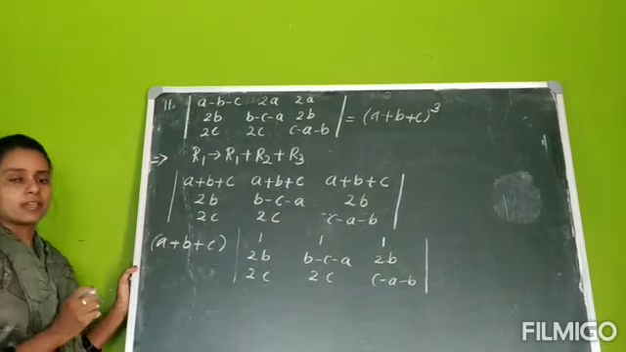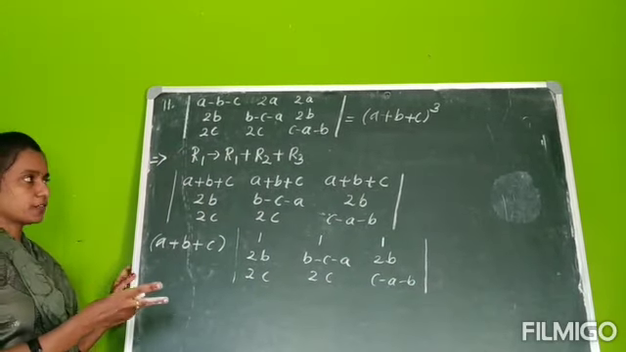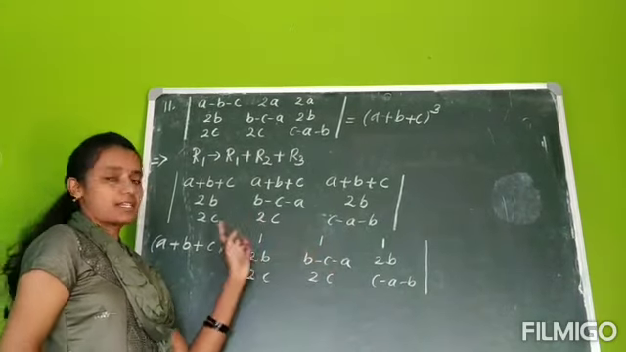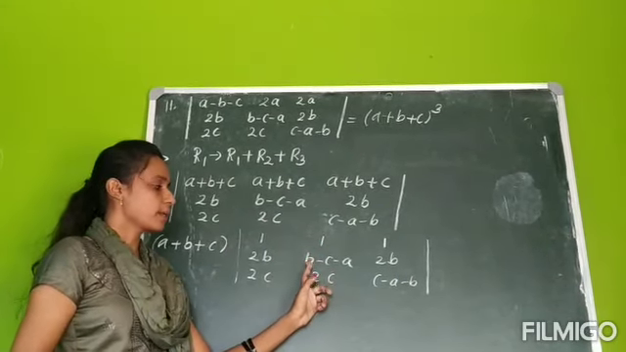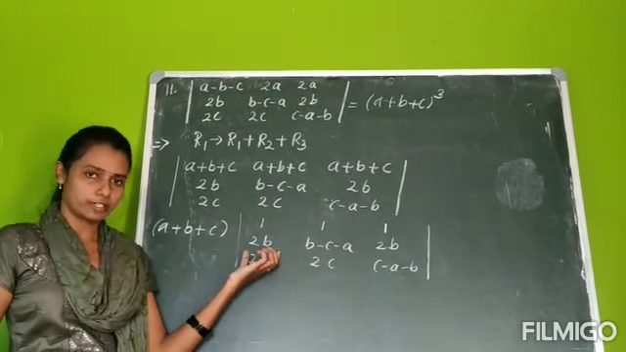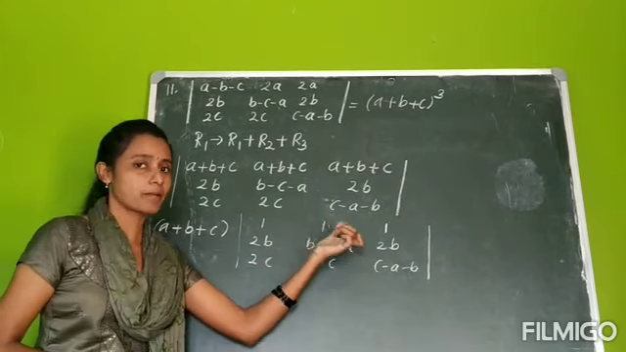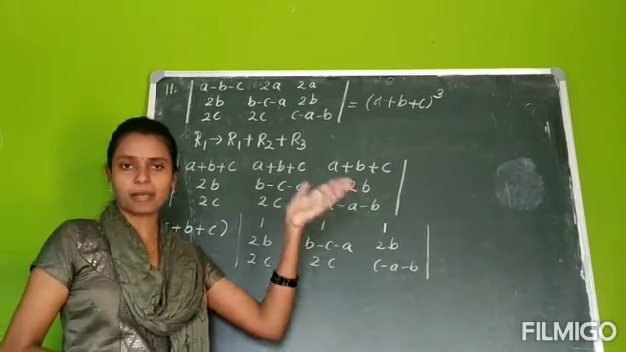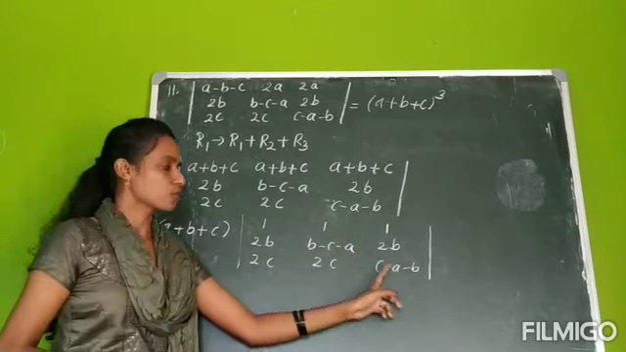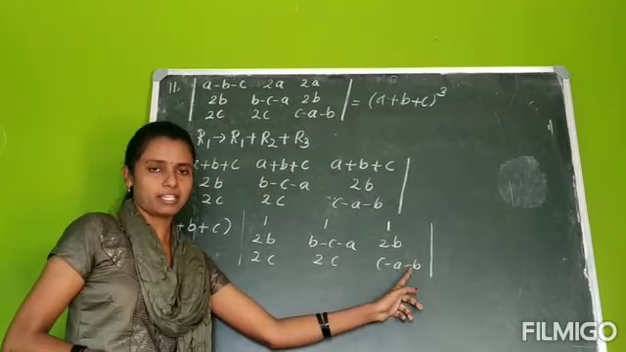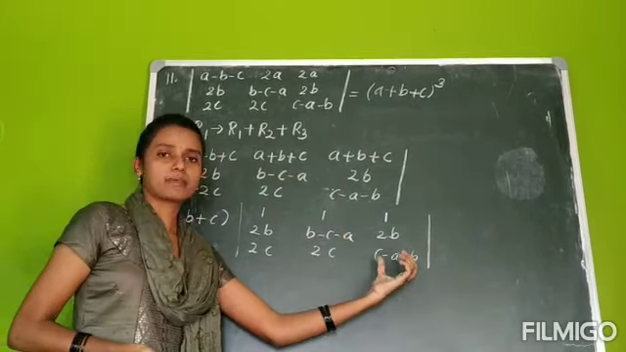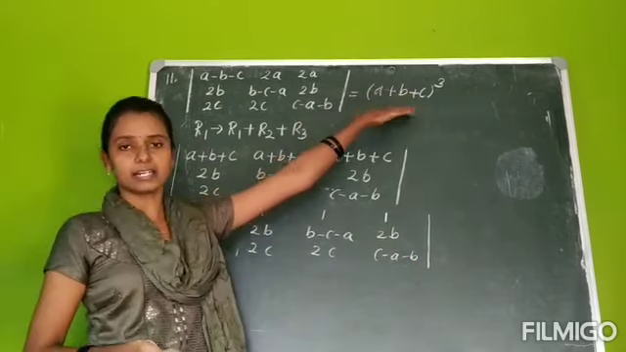Now I will do two more operations, same as the previous problem, that is C2 implies C2 minus C1. That means here you will get B minus C minus A plus 2B, you will get minus B minus C minus A. In that case you can take minus as common, you will get again A plus B plus C here. So here also you will get A plus B plus C. So in that case you can take A plus B plus C as common, again A plus B plus C as common. That means you will get the RHS.